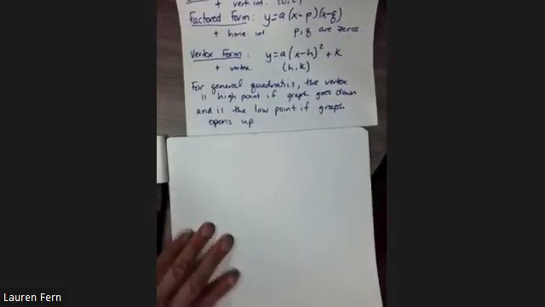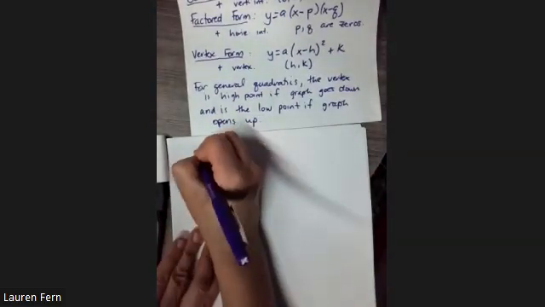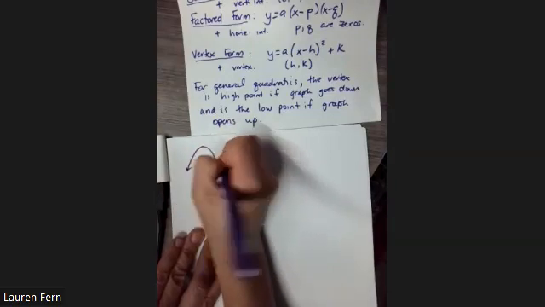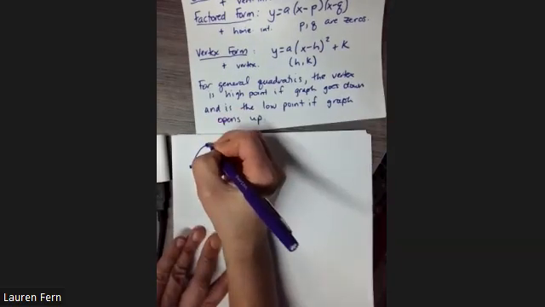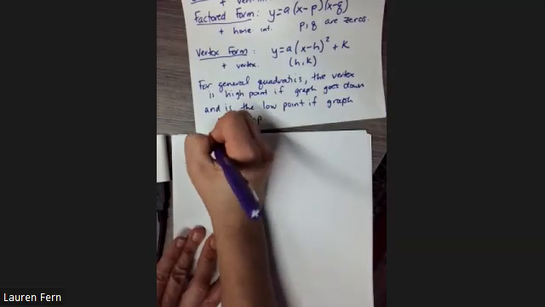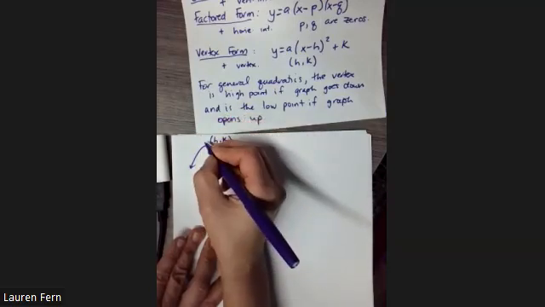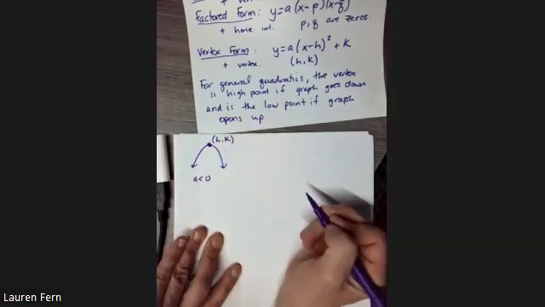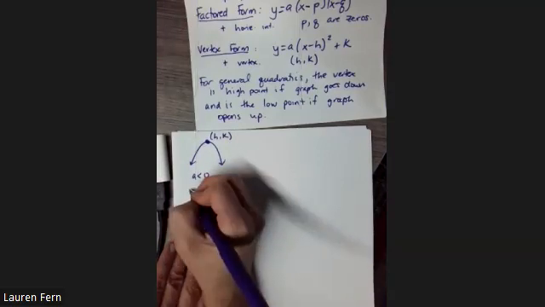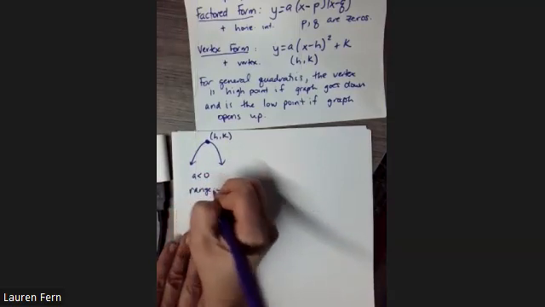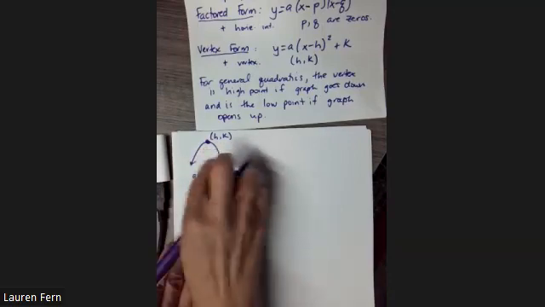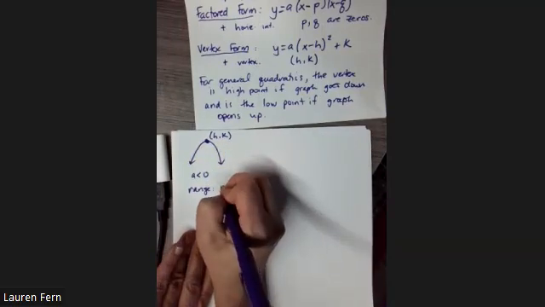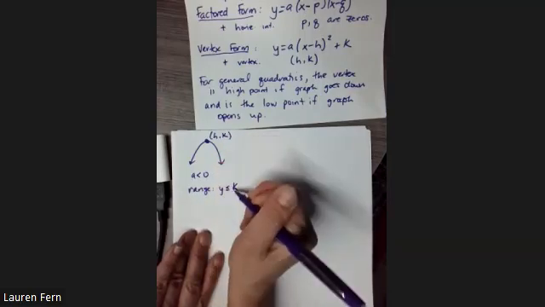Okay, let me show you. If our parabola opens down, here's our vertex. It's the high point. This is my vertex, (h, k). I know that my leading coefficient is negative because this opens down. And notice that the range of this graph, our domain doesn't change, it's still all reals, but the range is all values of y less than or equal to k.